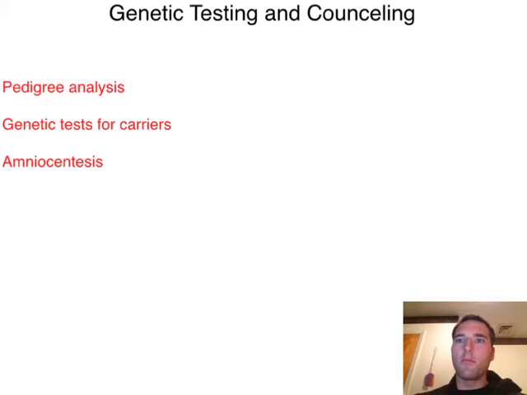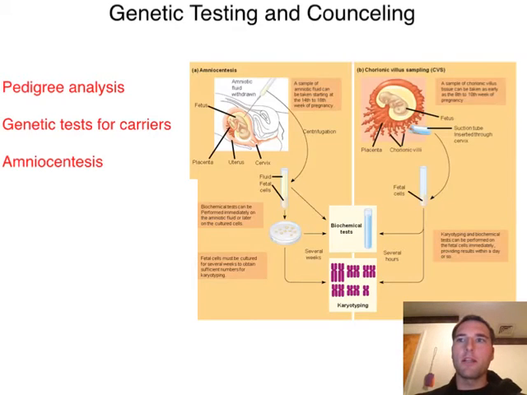This would be prior to having a child, so you're already pregnant, and before the child is born, you can do an amniocentesis. What we have here with the amniocentesis is basically they take a long needle. This just sounds so horrible, but they take a long needle, stick it through the woman's stomach, through the uterus, and into the amniotic sac.